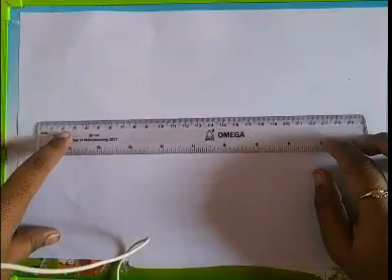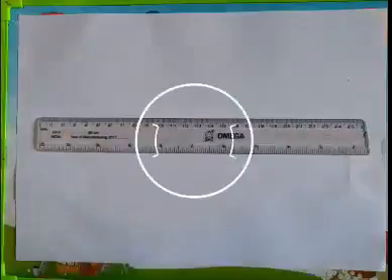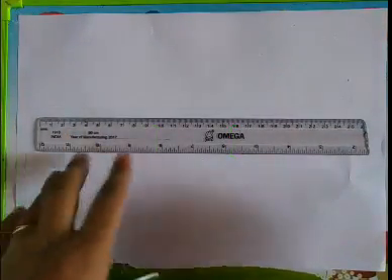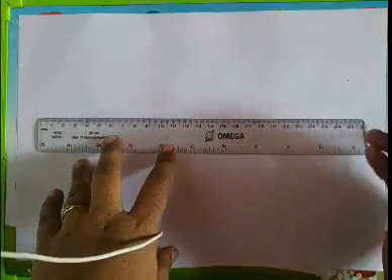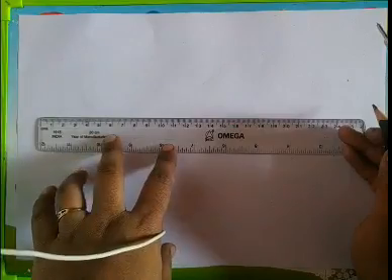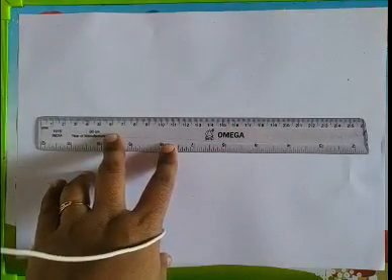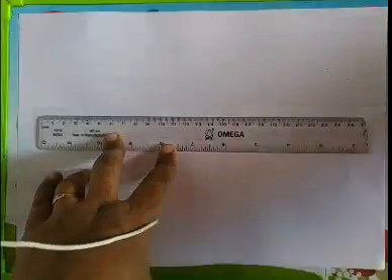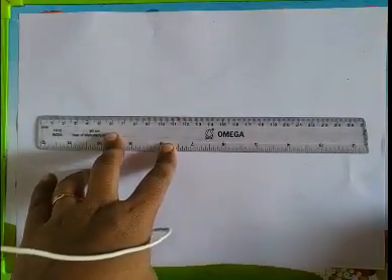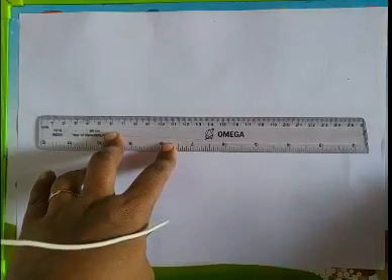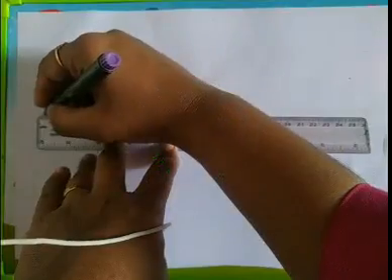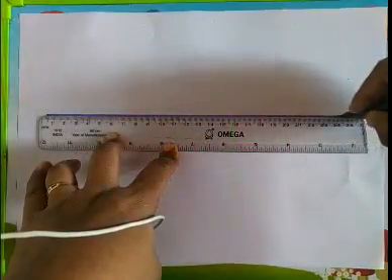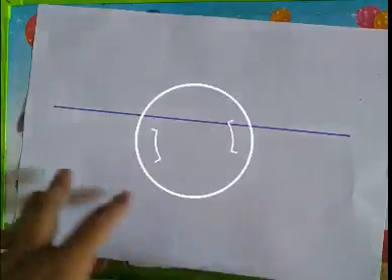So here I am taking a scale. You need to keep all your geometrical instruments with you so that you get a proper image when you draw the ray diagram. So first step, how to draw the convex lens. I am drawing first the principal axis. To draw a principal axis, I'll use my scale. This is the principal axis.